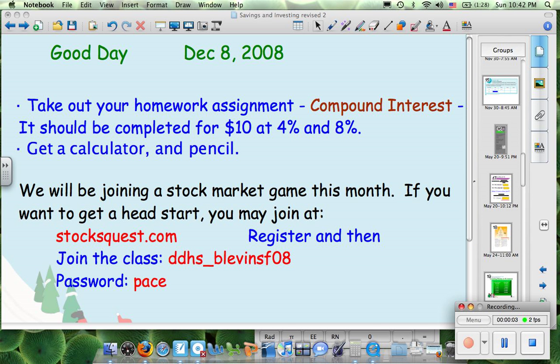Go ahead and take out your homework assignment from last class. You remember the one, compound interest. It should be completed for computing $10 at 4% and $10 at 8% for years 1 through 8. You'll need a calculator and a pencil and perhaps even more paper today. Okay?